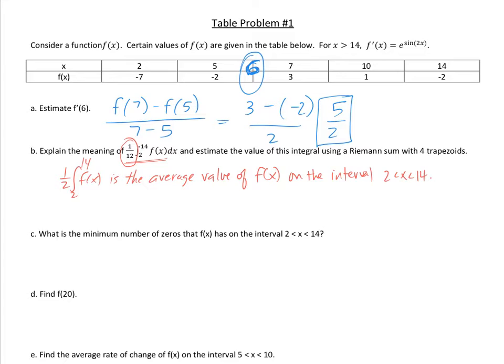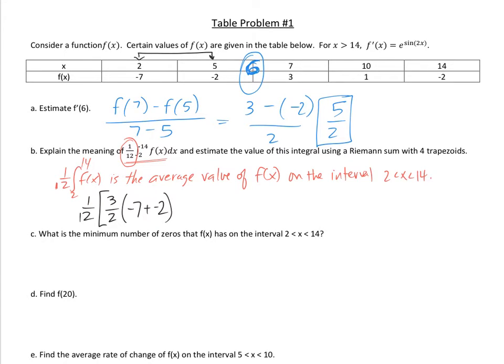And we're asked to estimate this value with a trapezoid sum for 4 trapezoids. Okay, so I forgot my 1/12 there. All right, so my estimation of this value is going to be 1/12 times these 4 trapezoids. And if you recall, a trapezoid is width divided by 2 times the left plus the right. So this first trapezoid stretches from 2 to 5. Okay, so my width is 3 divided by 2 times -7 plus -2.